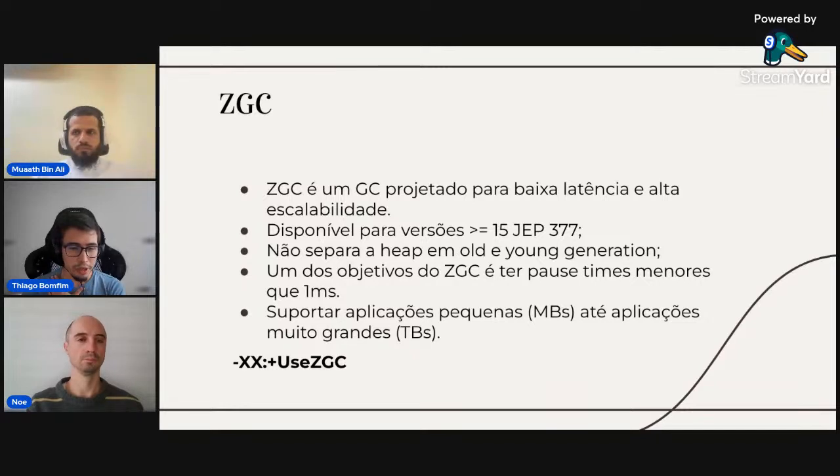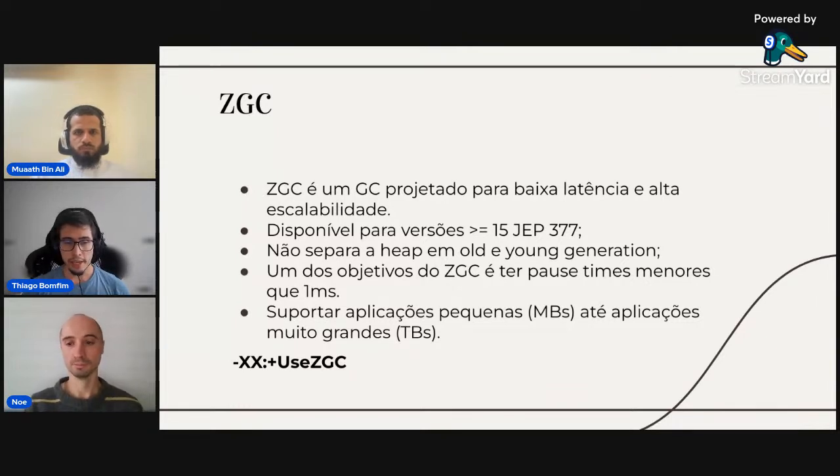So the next one I will talk about is ZGC. Sorry again, the slides are in Portuguese, I didn't realize that. ZGC is a GC whose main focus is latency. It was made available through JEP 377, available for Java versions from 15 onward.